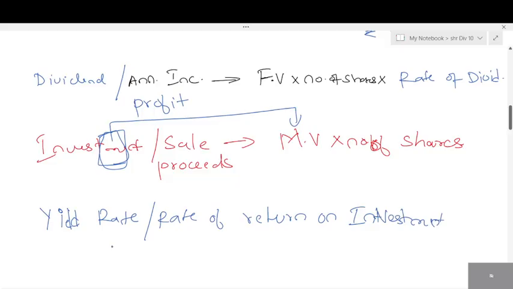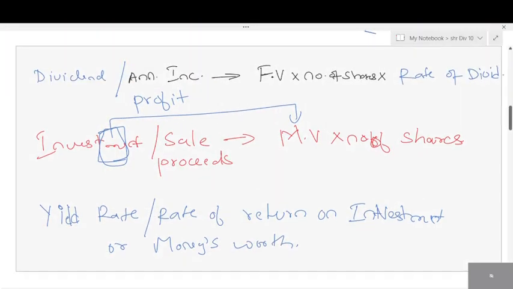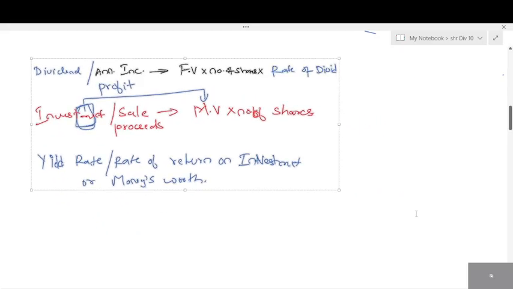Yield rate, rate of return on investment, or what your money is worth, the total worth. Whatever you invested, after one or two years, if you want to see the total worth, you always go with the yield rate or yield percentage. We call it yield rate or rate of return. So remember all these words. Rate of return is nothing but just take these two.